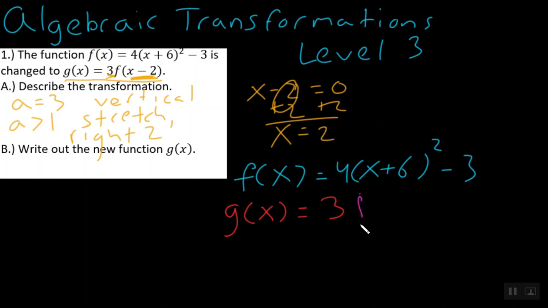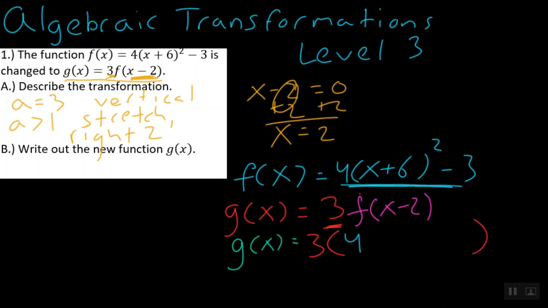3 f of x minus 2. So the reason I'm going to write these in two parts is because you actually have to do this in two separate parts itself. Okay, so let's take a look at our new function g of x. And for g of x equals this red right here, this 3, we actually have to first just multiply f of x as it is on its own. So I write 4 parentheses x plus 6 squared minus 3.